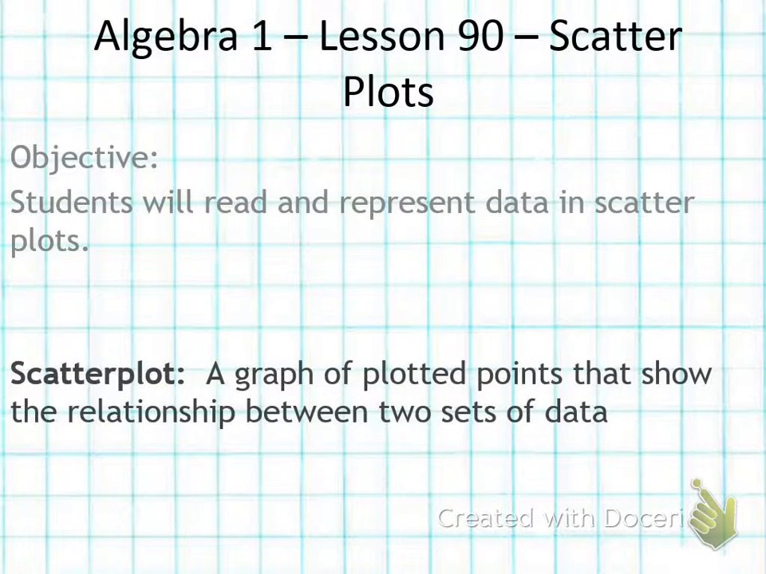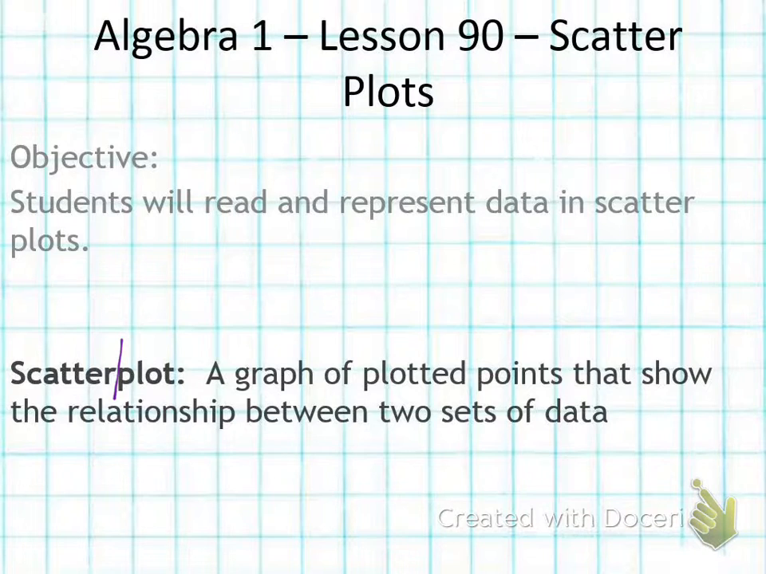Today's lesson is lesson number 90. We're going to be talking about scatter plots, okay? So this is another way that we can think about statistics. It's our last little piece of statistics here, okay? So we have box plots, we did dot plots. These are scatter plots now. There should be a space here, sorry.